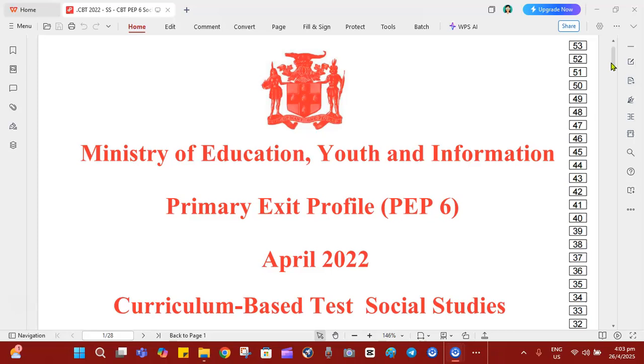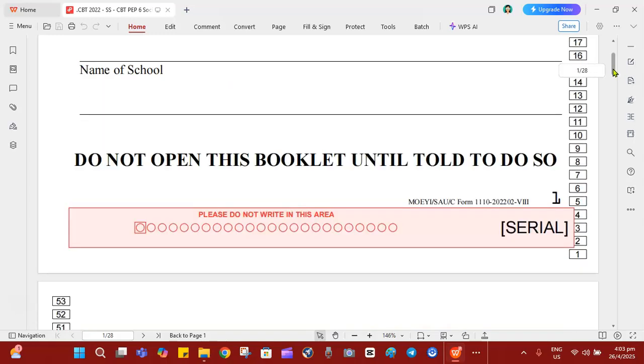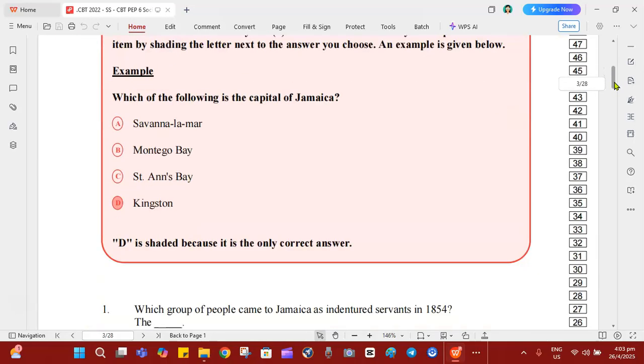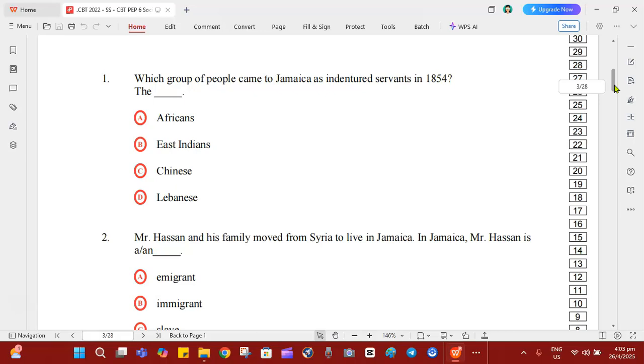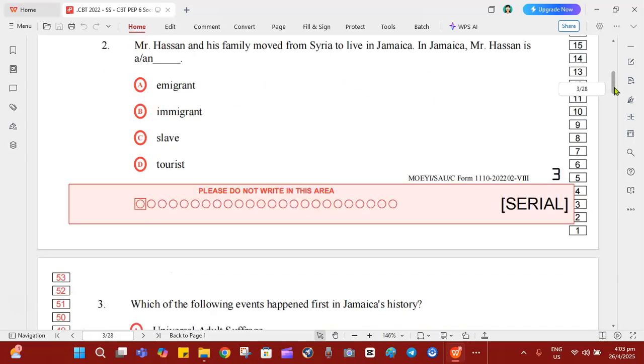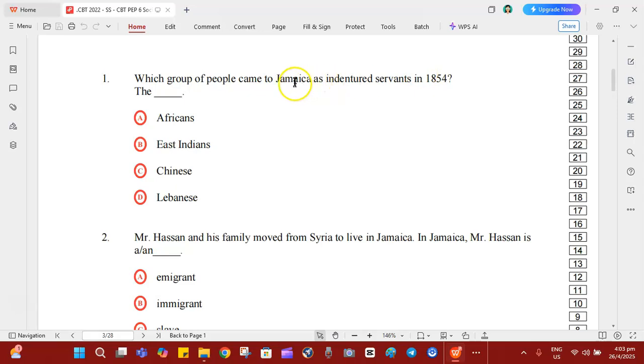This one is a 2022 grade 6 curriculum based social studies exam. Alright, so you have to read all the instructions. I'll go from number 1. It says here, which group of people came to Jamaica as indentured servants in 1854? Now remember, these two dates are pretty close. You have 45 and you have 54. 45 is Indians, 54 is Chinese, so it would be the Chinese, which is C.